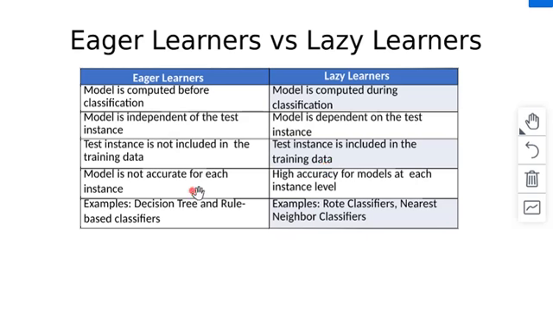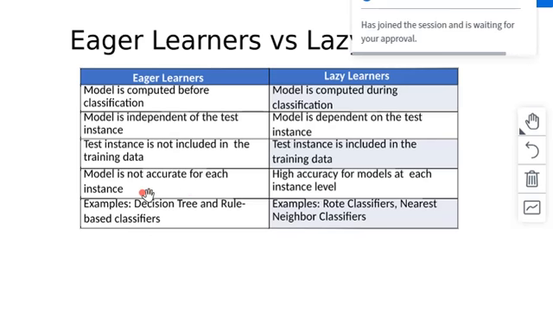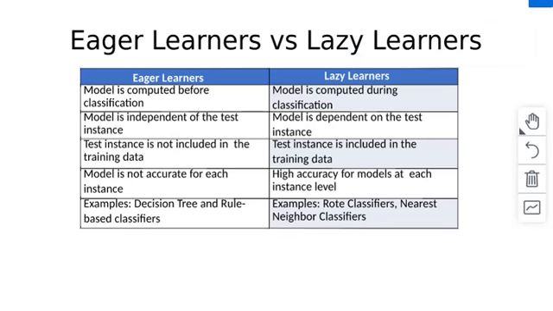Here the model is not accurate for every instance; for every instance it may not be accurate. Whereas in lazy learners, it has a high accuracy. The classification algorithms that come under eager learners are decision tree induction and the rule-based classifier, whereas lazy learners are the rote classifier and the nearest neighbor classifier, which we are going to discuss now.